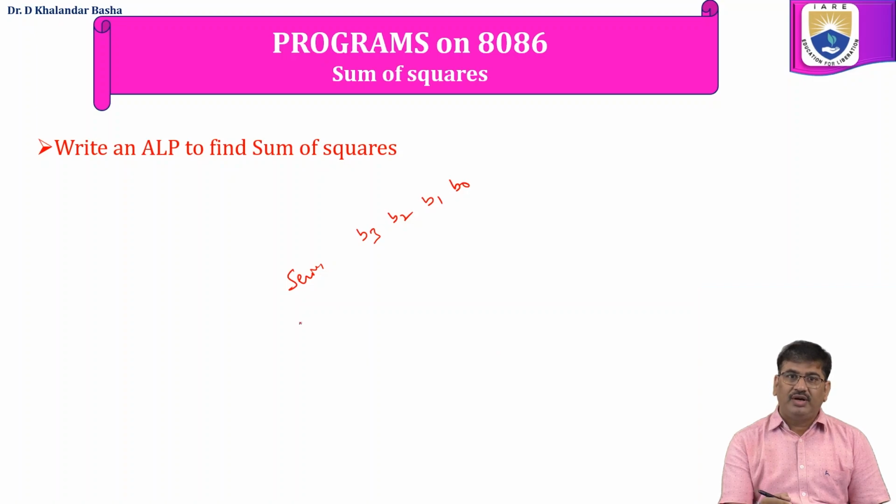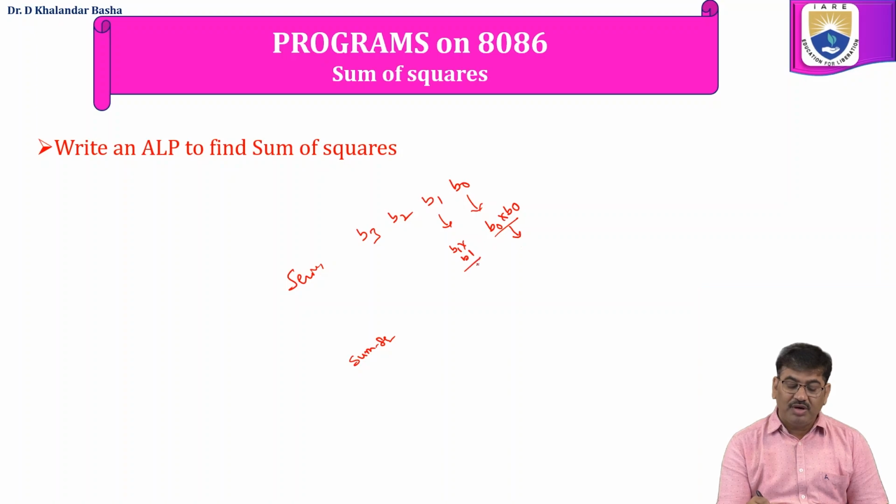For this, we have to find the square of each number and add them, byte by byte. So we will fetch B0. B0 will be multiplied with B0 and stored into the destination location, where we may have the sum of the squares. Then we will fetch B1. B1 will be multiplied with B1 and the result will be stored as SS0, and this one I will take as S1.